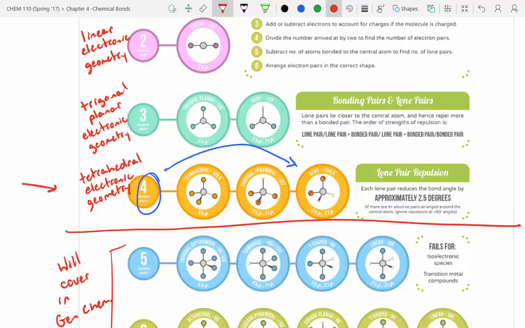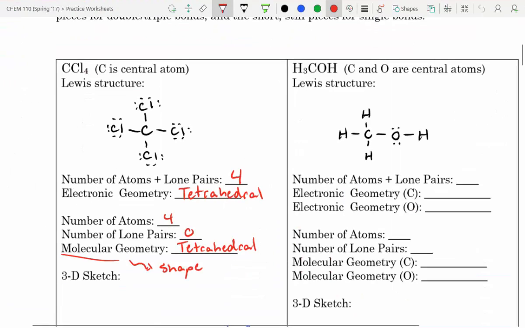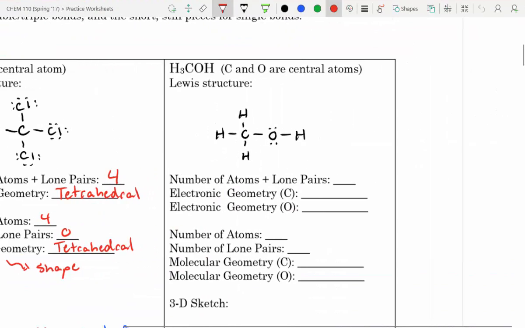And then if we try to describe its overall shape, we know it's going to be in this column. And then we want to pick the best shape to describe it. What shape would it be for a carbon? Tetrahedral. So your shape and your electronic geometry can actually be the same. So let's go back and fill that out. So for carbon, our electronic geometry we said is tetrahedral. Its molecular geometry is tetrahedral.